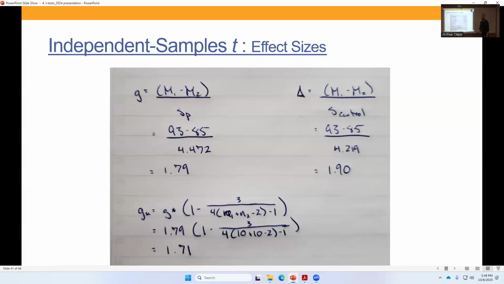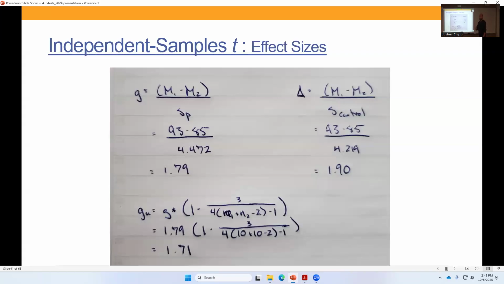So again, any of these could be defensible. It's just up to you to go through and say, here's what I did, this is why I did it, this is why I think it makes sense, and it's the best estimate for what we're doing.